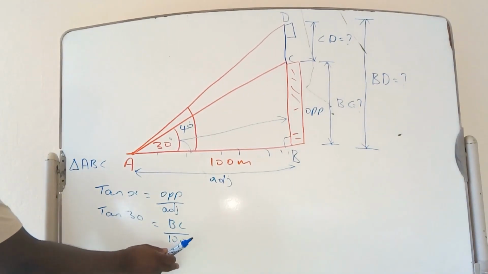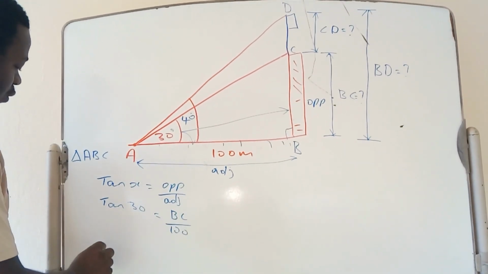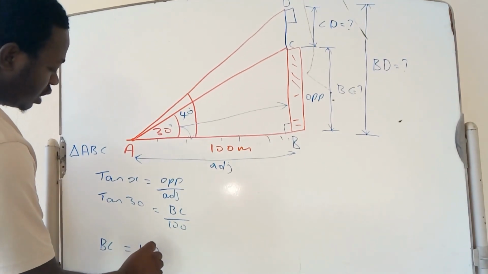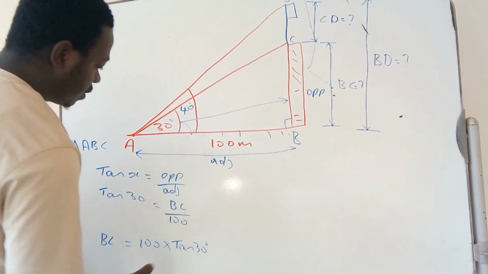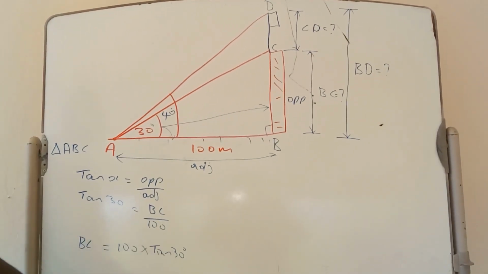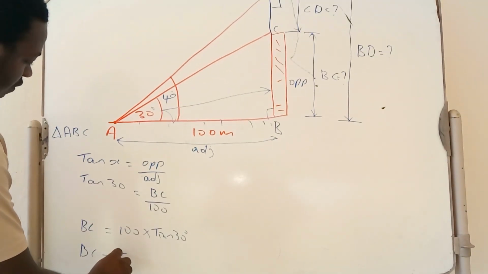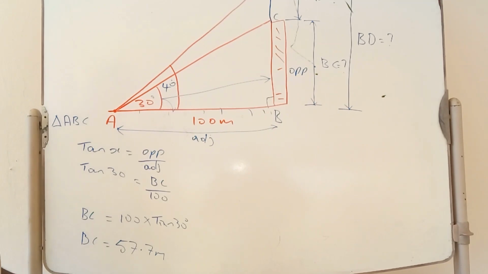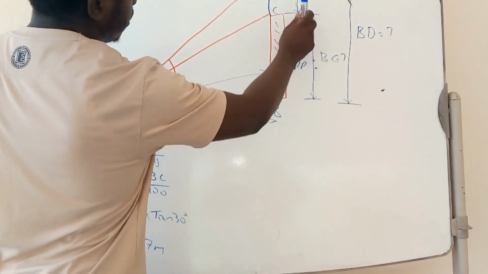Now, to find what BC is, we can multiply both sides by 100. So multiplying both sides by 100, we are left with BC equal to 100 multiplied by tan of 30 degrees. So you put this on your calculator, 100 times tan 30, and BC would equal approximately 57.7 meters. That's correct to one decimal place. So now we have this distance here, which is from here to here.